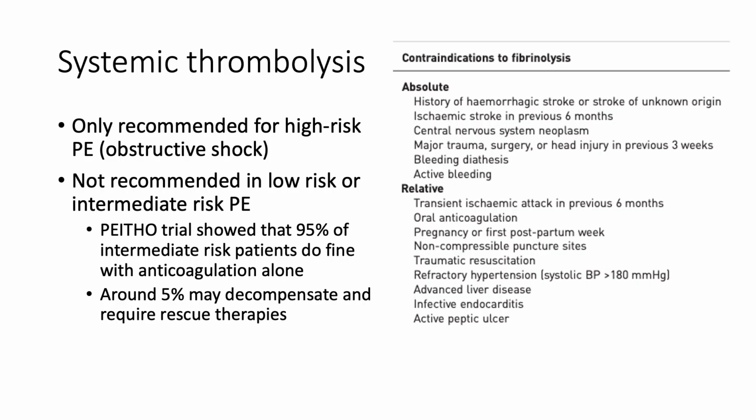But I do think it's nice that the PEITHO trial showed that 95% of intermediate risk patients do fine with anticoagulation alone, and maybe 5% will decompensate in the hospital and they might require rescue therapies. Now, before giving thrombolysis, you should always review your contraindications. Have they had a stroke in the past? Do they have brain metastases, recent trauma or surgery, things like that?